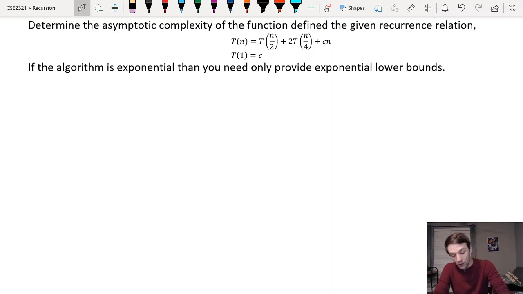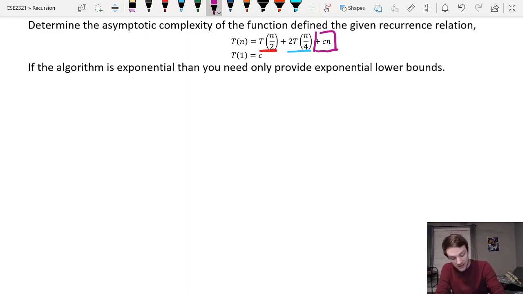So here we have a lopsided recurrence. We have one recursive call of size n over 2, a second recursive call of size n over 4, and our additional cost is Cn. So let's get right into it.